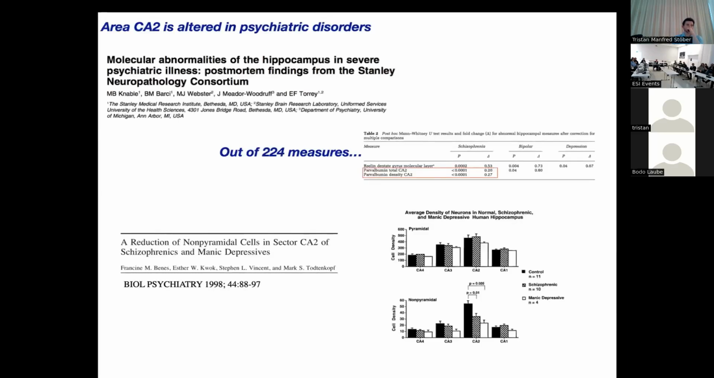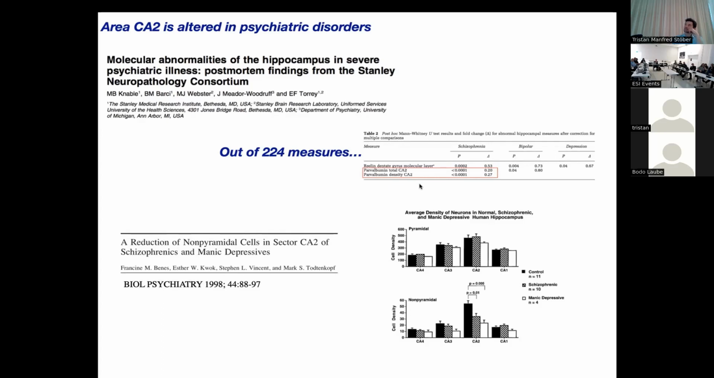Changing directions quickly, but it's really relevant: CA2 has been unstudied for a very long time. Quite a bit was known, and it was noticed in psychiatric disorders. Here are two examples. One is from a large consortium study where they looked at 224 different immunohistochemical markers in the human hippocampus from postmortem patients. And they found 3 that were significantly altered. And 2 of these were the parvalbumin total level in CA2 and the density of parvalbumin expressing cells in CA2. So here are these cells that we saw.